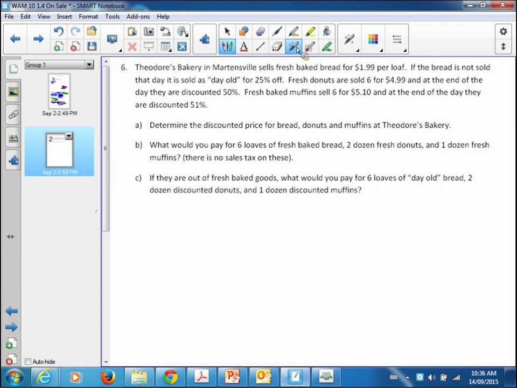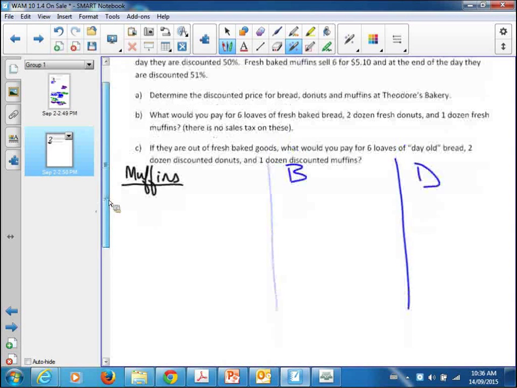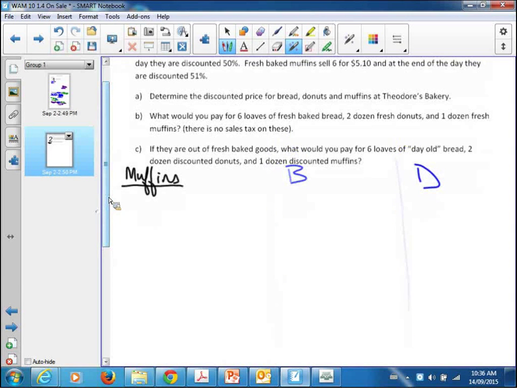So A. So I'm going to put it here. Muffins. I'll do that first. And then you guys could probably work in columns and do your bread right there, and your donuts over there. Those will dissolve in a minute. So A, the discounted price for bread, donuts, and muffins. So A, the discount price.